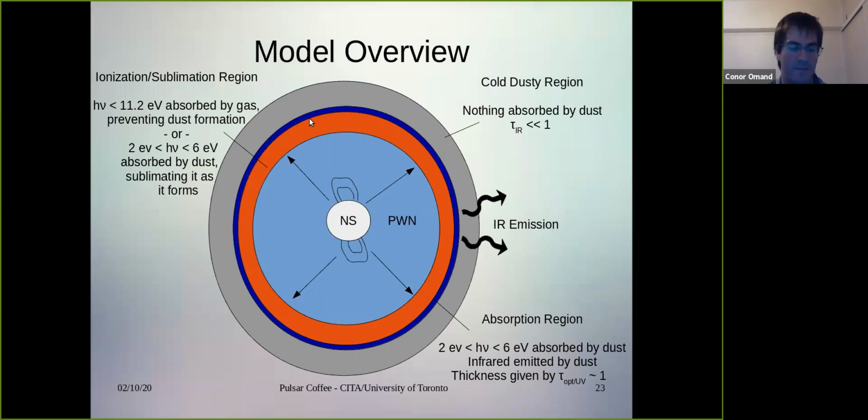Once we get past the sublimation radius or the ionization radius, we have this thin absorption region. This is where all the optical emission is absorbed. We assume 100% absorption just because it's a 1D model. And then it's re-emitted by the dust. So this thickness is where the optical UV optical depth is roughly equal to 1. And then on the outside here, nothing is absorbed by the dust because nothing's really getting through apart from maybe radio emission. And so the IR optical depth is much less than 1.